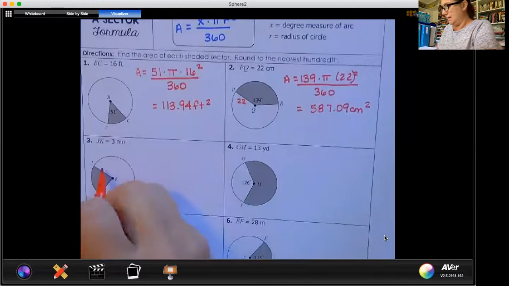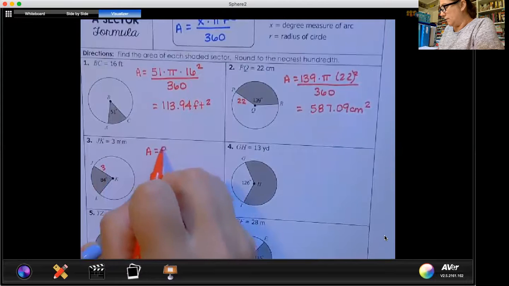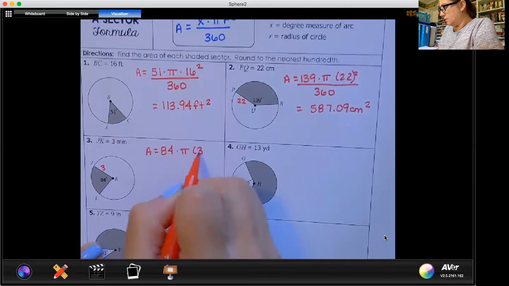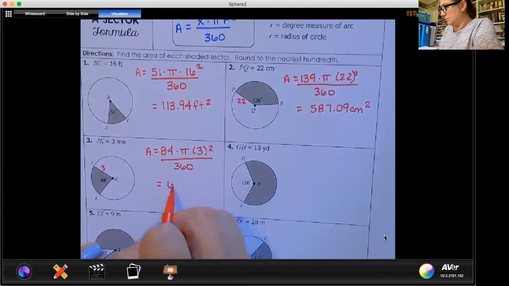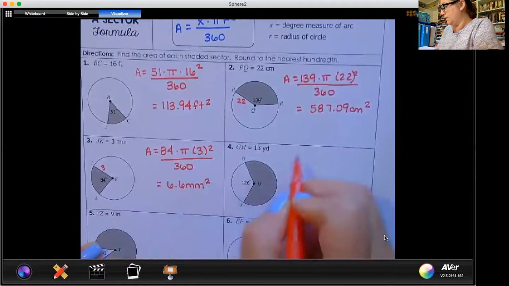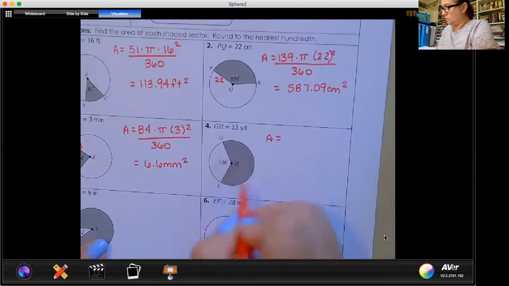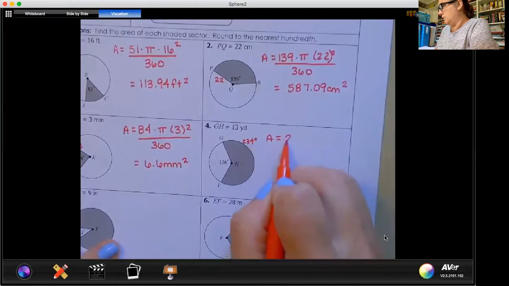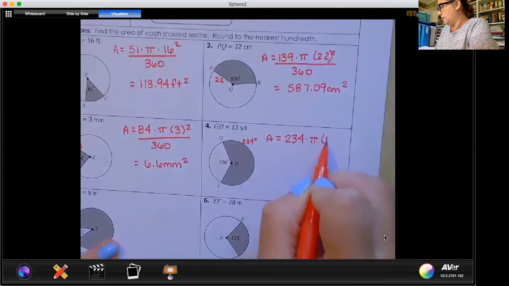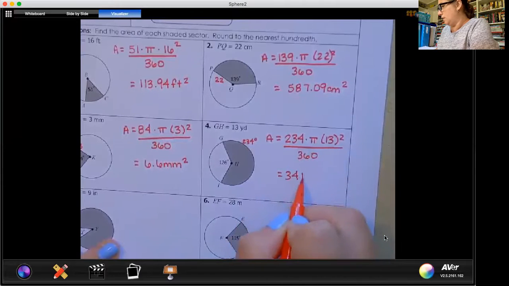And JK is 30 millimeters. So area equals 84 times pi times 30 squared divided by 360, and that's 6.6 millimeters squared. And then GH is 13, and this gives us 126. So 360 minus 126 is 234. So 234 times pi times 13 squared divided by 360 should give you 345.1 yards squared.